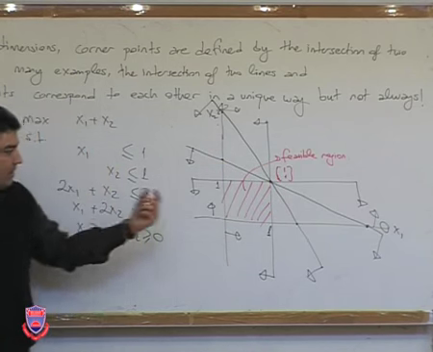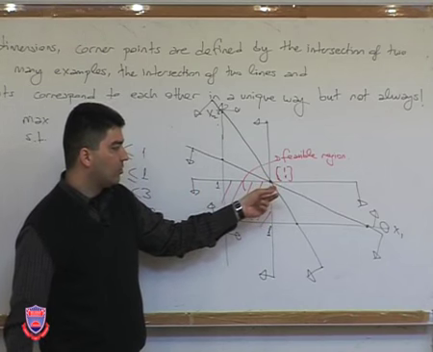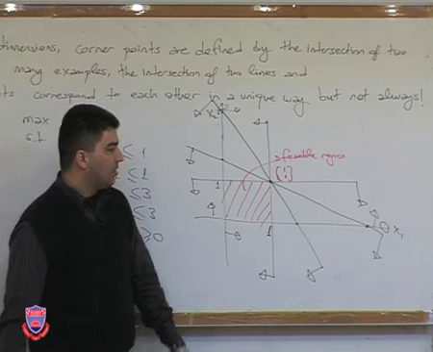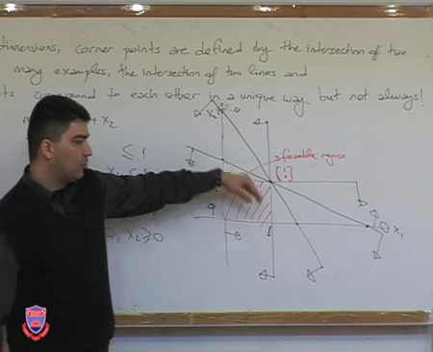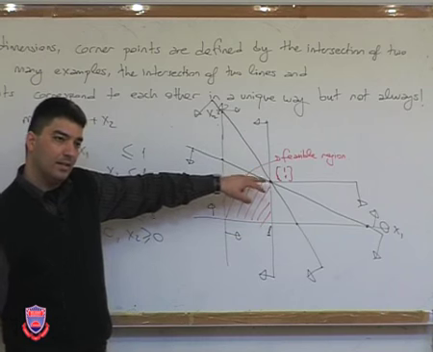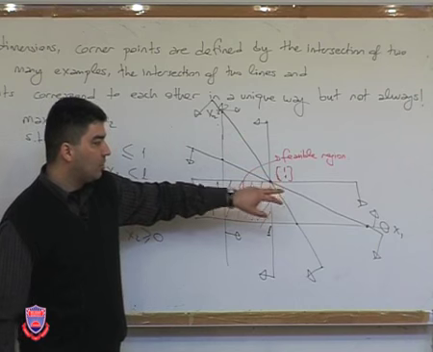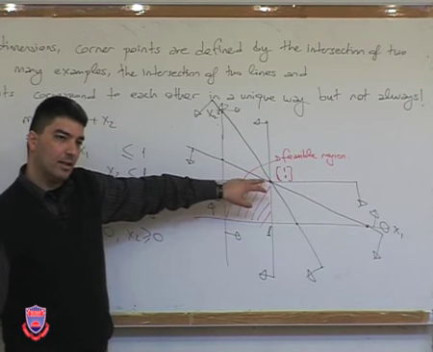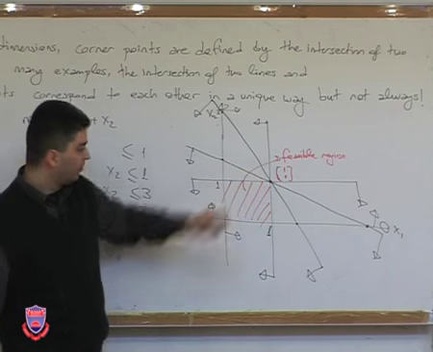So in how many different ways can I pick 2 lines for this corner point? There are 4 lines that I can pick, and I need only 2 of them. So what is 4 choose 2? Well, there are 6 different ways. In other words, the intersection of 6 different pairs of lines corresponds to the same corner point in this case. Does everybody see that?